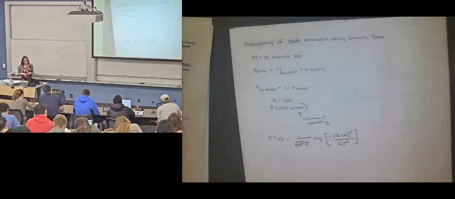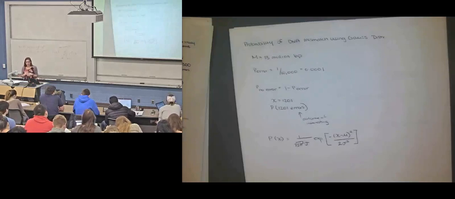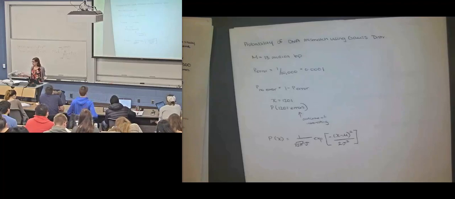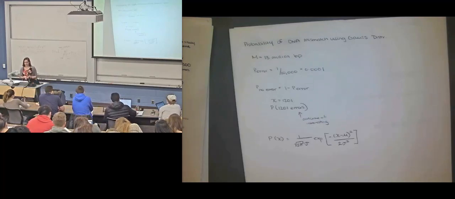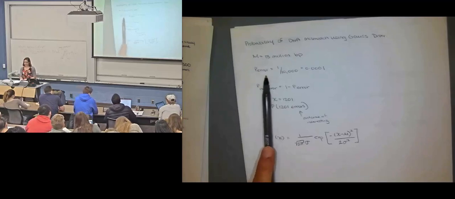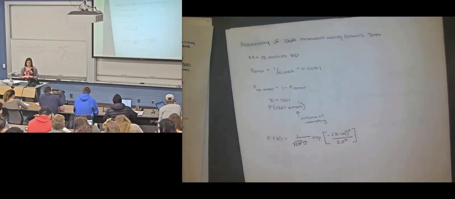So M was, I have a chromosome that is 13 million base pairs long, so 13 million is M, okay? And I'm being asked for what is the probability of finding 1,201 errors out of those 13 million base pairs, okay? The problem said that you can expect to find one DNA error every 10,000 base pairs. So probability of error is 1 over 10,000 or 0.0001, okay?